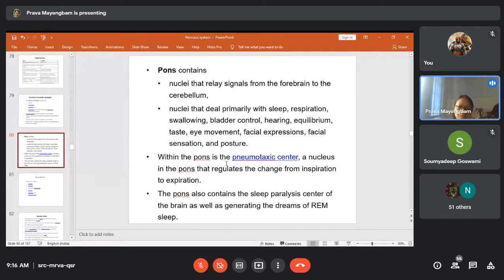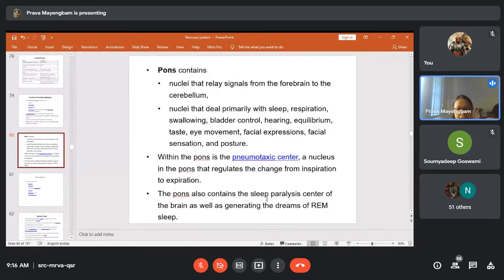Within the pons is the pneumotaxic center. This pneumotaxic center is associated with respiration, right? It is a nucleus in the pons that regulates the change from inspiration to expiration. The pneumotaxic center is the center which is associated with stopping inspiration and starting expiration. Where is it located? It is located in the pons.